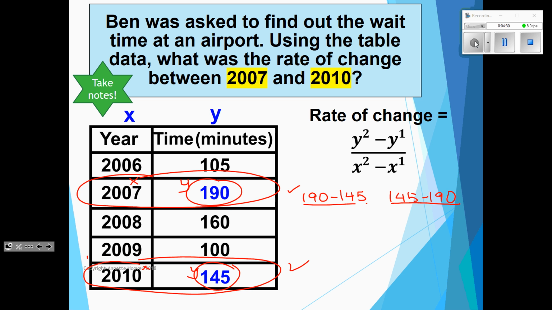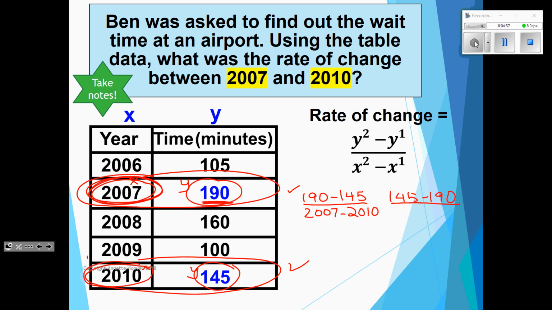Here's what I mean by keep it consistent. On the bottom you have to subtract the x values now. So now we're going to do the 2007 and the 2010. In the first example I did 190 first. 190 minus 145. Because I used the 190 first, I have to use the 2007 first when subtracting the x's on the bottom. So I'm going to go 2007 minus 2010.